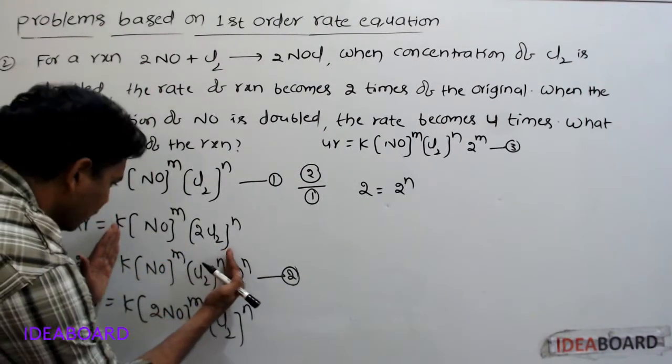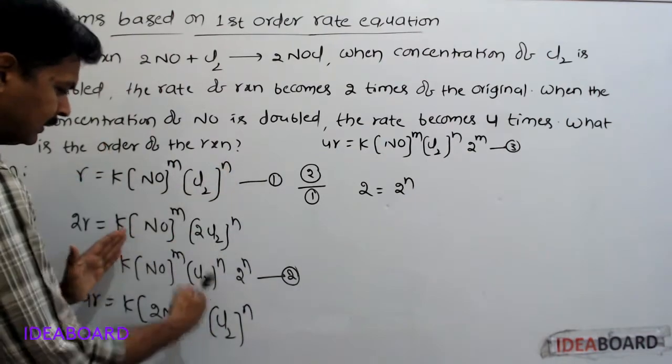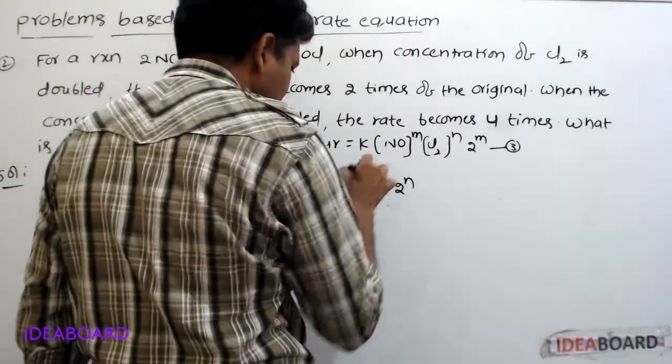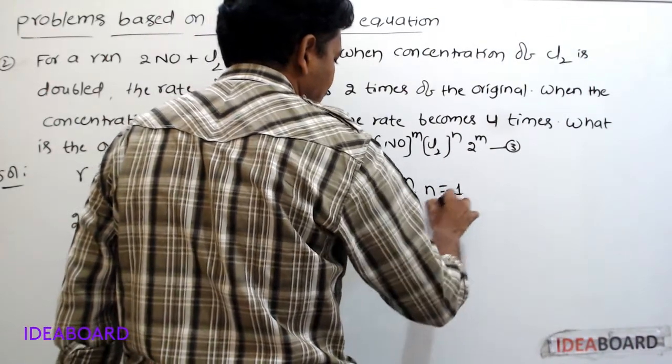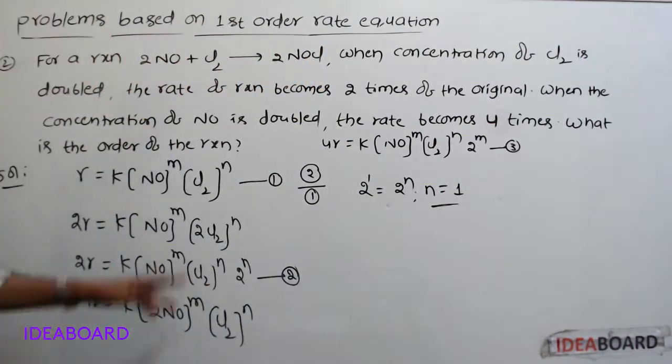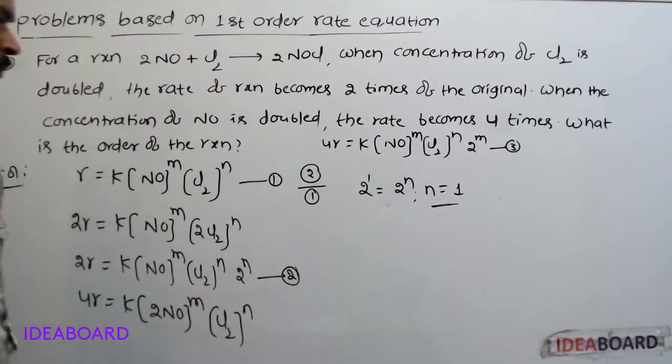This is common in both the equations, so it will get cancelled. 2 power n: here 2 power 1 is there. Then n is equal to 1. That means the order of reaction with respect to chlorine is 1.